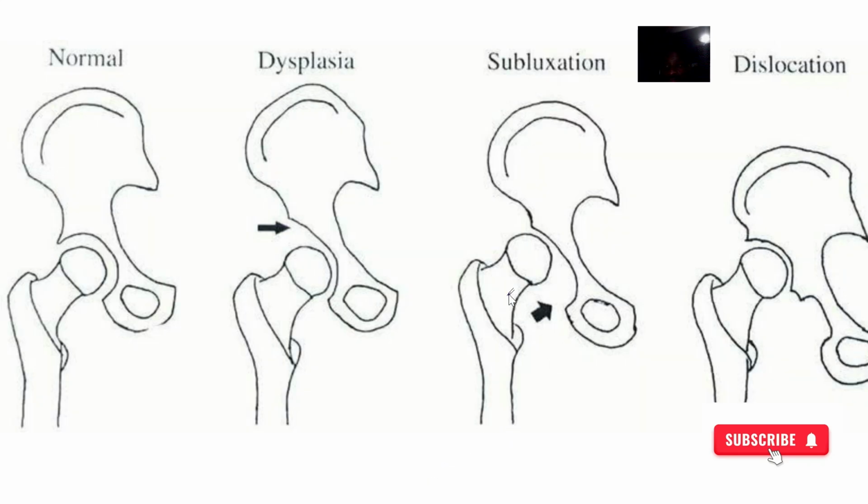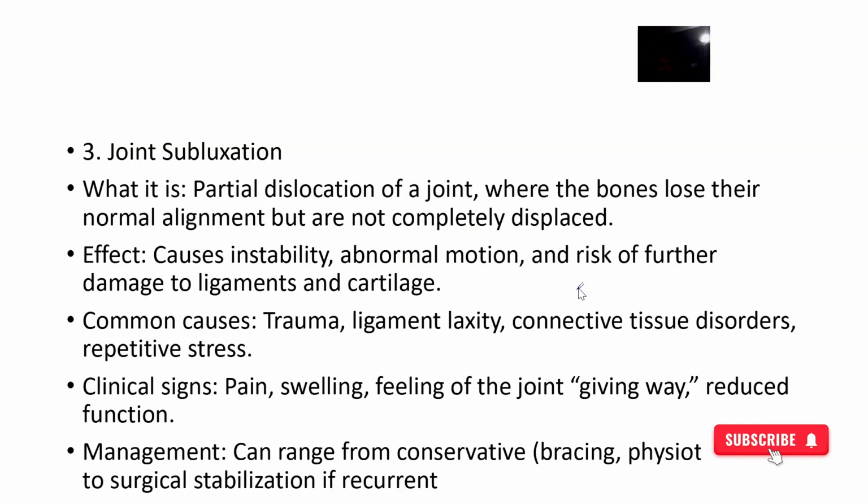Then subluxation is more like something sliding away from the place that it's supposed to be. I don't know if you understand. It will slide away, but if you come to a particular position, it slides back. So joint subluxation is just partial dislocation, just like I was telling you guys. The bones lose their normal alignment, but not completely. So there's a way that if you arrange it, they will attain their alignment again. It causes instability and abnormal motion. There's a risk of further damage to ligament and cartilage.